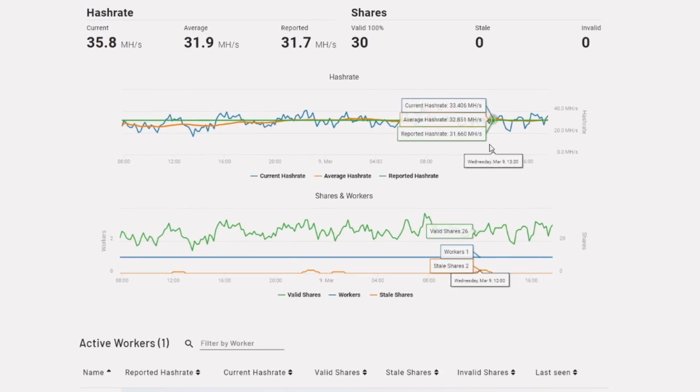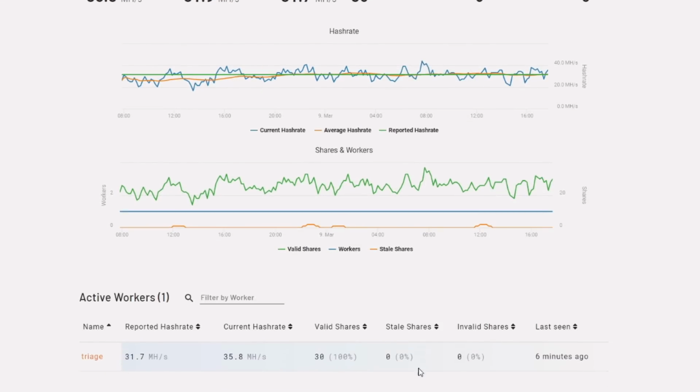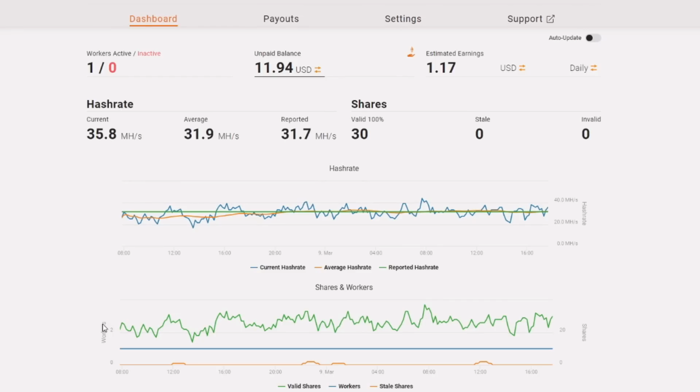If you scroll down, you can see some of the metrics there. And then down below here it is, here's our one rig. If you had multiple rigs, you'd see them all listed here. So this will give you some good information. But if we move up, let's talk about money. That's what everyone wants to know about.